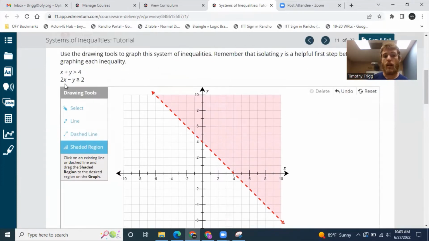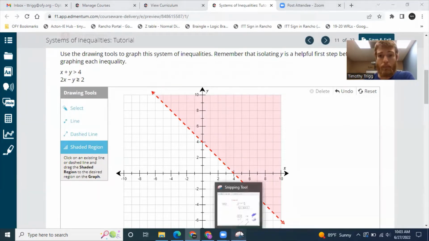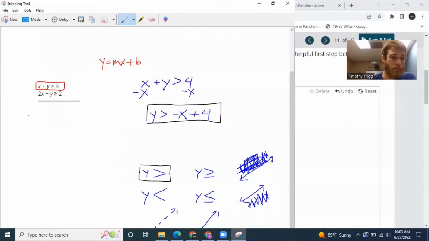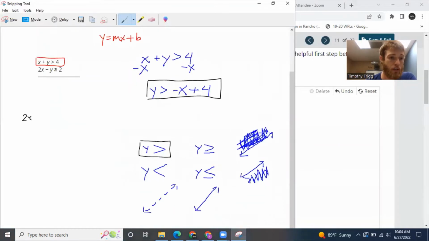Now let's go ahead and try to graph this second inequality. 2x minus y is greater than or equal to 2. This one's a little more complicated, but I'll show you exactly how to do it. So we have 2x minus y is greater than or equal to 2. Once again, you want to get y by itself. My first step is always to get y by itself.